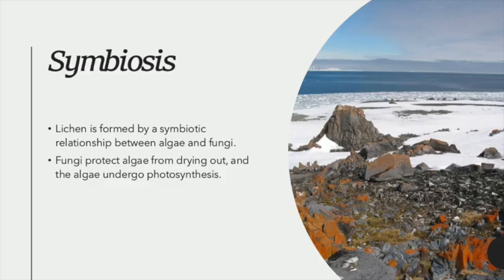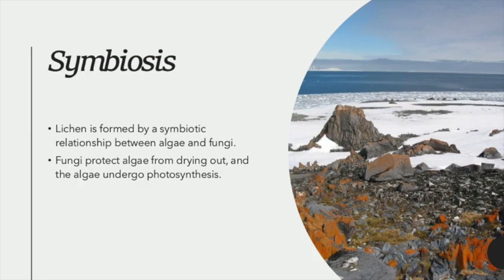Here's an example of symbiosis in Antarctica. Lichen is formed by a symbiotic relationship between algae and fungi. Fungi protect algae from drying out, and the algae undergo photosynthesis.